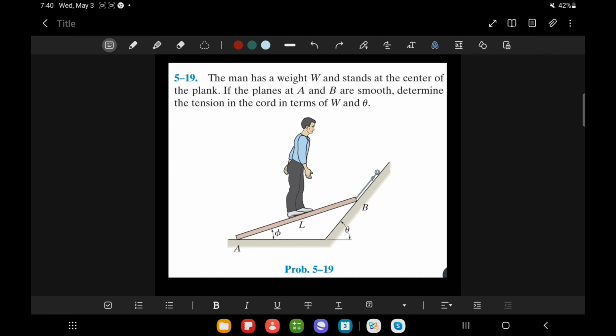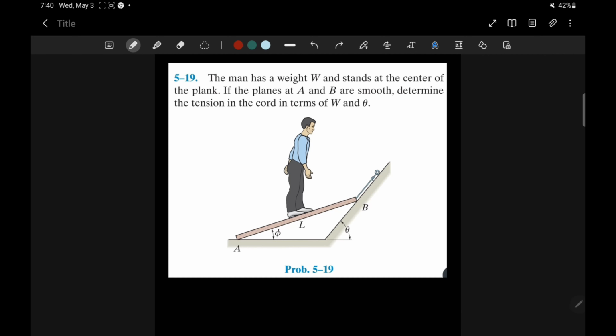We want to solve question 19 in chapter 5. The man has a weight W and stands at the center of the plank. If the planes at A and B are smooth, determine the tension in the cord in terms of W and theta. To do that, we'll use some equations of equilibrium and some trigonometry.